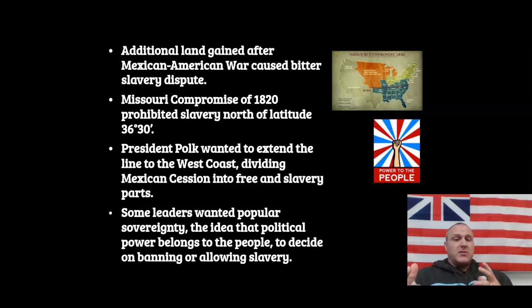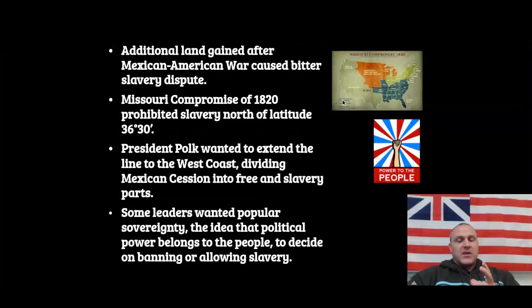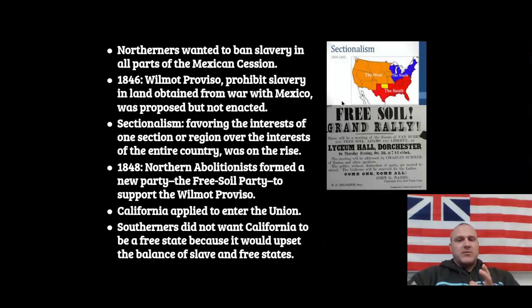So some leaders wanted popular sovereignty, the idea that political power belongs to the people. And the way that it belongs to the people is you allow them to vote for what they want. So they would be able to vote to ban or allow slavery. Now, this 1820 compromise, I've said before, was just a Band-Aid on the issue of slavery. And this Compromise of 1850 also is another Band-Aid.